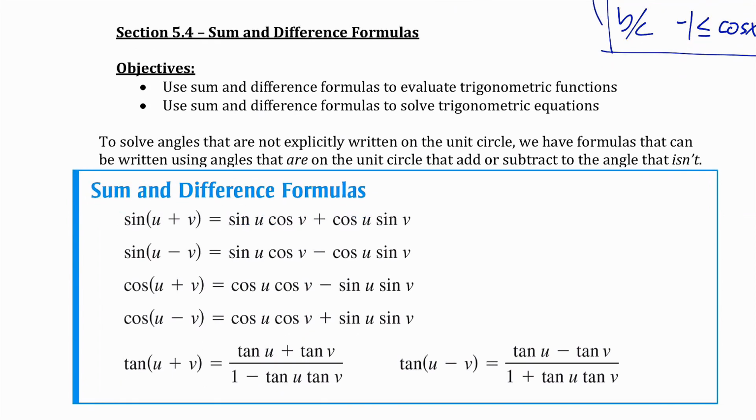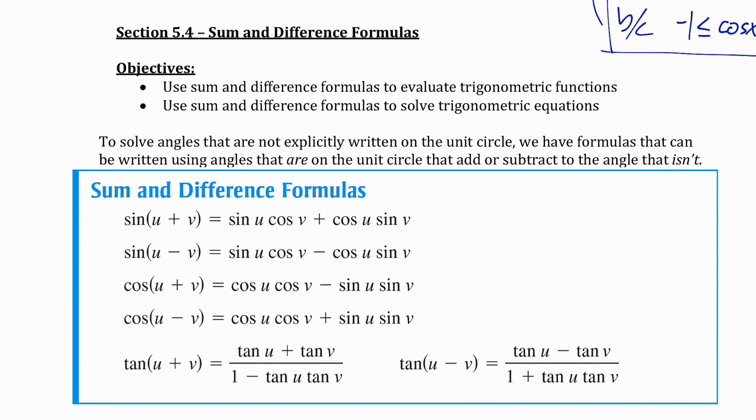So here are some patterns. We've got sine of u plus v. So u is going to be some value, v is going to be another value. It's going to be equal to the sine of u times the cosine of v plus the cosine of u times the sine of v. Wow, that's a lot. Now the sine of u minus v, where u and v are just some angle measures that are on the unit circle. It's going to be sine of u times the cosine of v, in this case minus cosine of u times the sine of v.